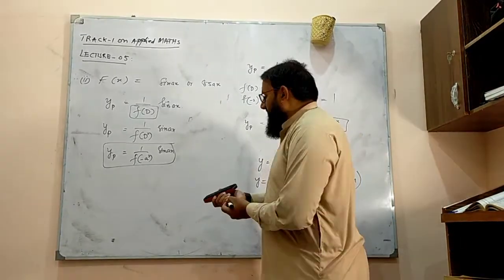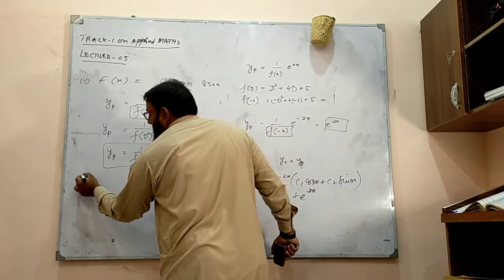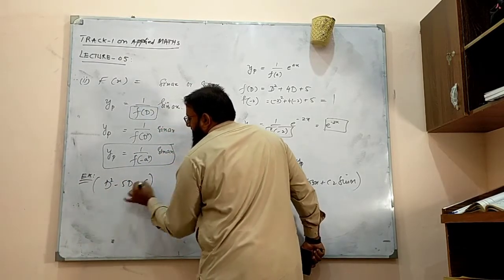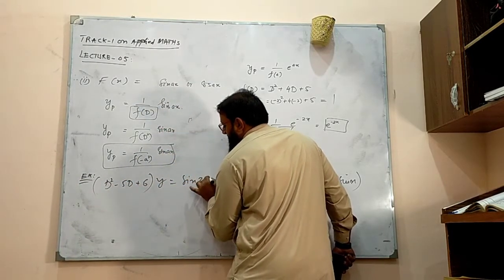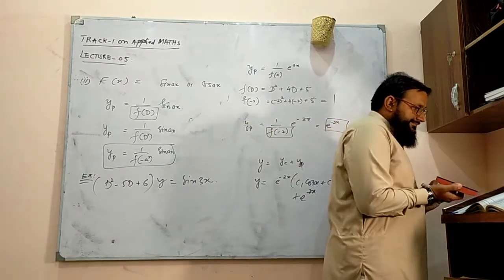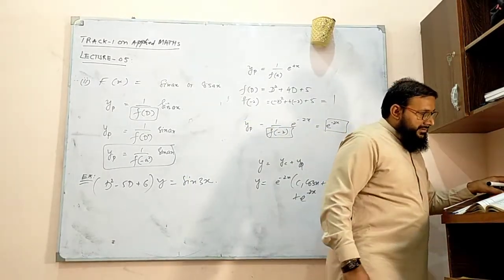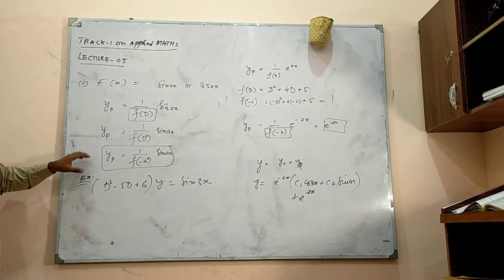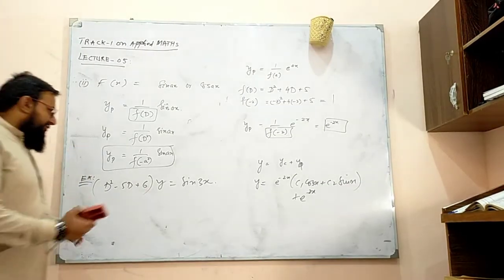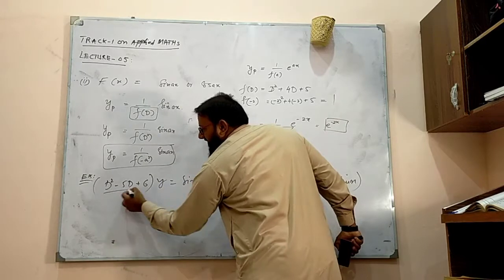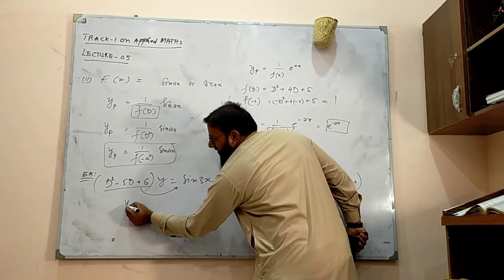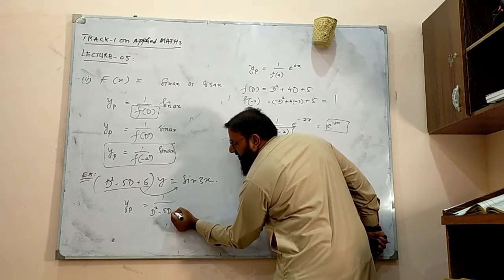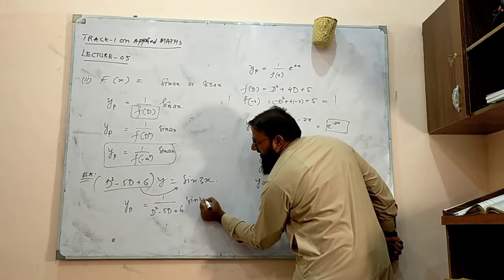Example, only we are interested in finding out yp. So example is d square minus 5d plus 6 operated on y equals sin 3x. How to find out yp in this case? The formula for yp is this one. So we'll take this thing and divide on this side. So our yp is 1 over d square minus 5d plus 6 sin 3x.